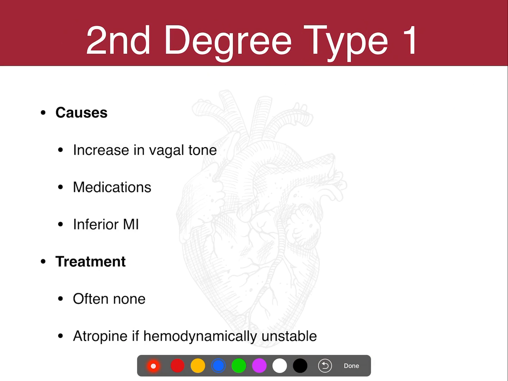Second degree AV block type 1, again, this can be from an increase in vagal tone, an athlete, those types of situations, medications such as the beta blockers, the patient having an inferior MI. And just like a first degree AV block, often no treatment is required for these patients. Occasionally, if they're dropping enough beats, they're having a slow enough underlying rate, they may have to be given atropine if they're hemodynamically unstable. Again, that's not usually the case, but atropine if the rate is slow or if they're dropping several QRS complexes.